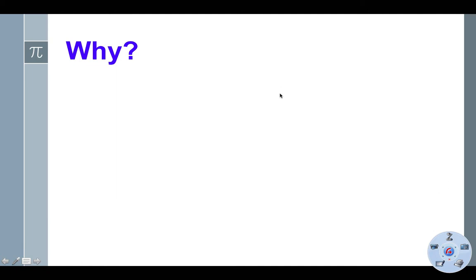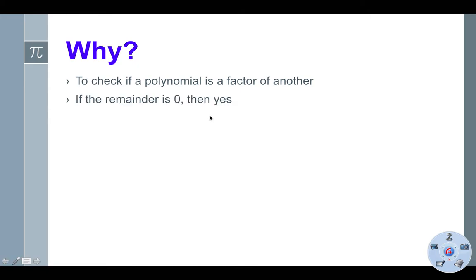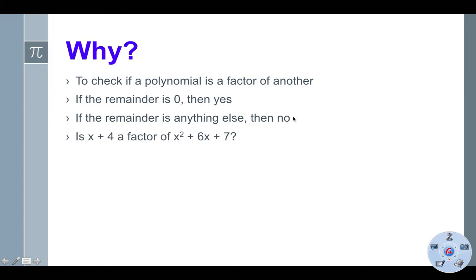So a lot of the question comes down to why. Well, one of the things that we do with polynomials is to determine if a polynomial is a factor of another, meaning can I multiply two polynomials together to get this other one? If the remainder is 0, then yes, it is a factor. And if the remainder is anything else, then the answer is no, it's not a factor. So this is a way the question could be asked. Is x plus 4 a factor of x squared plus 6x plus 7?